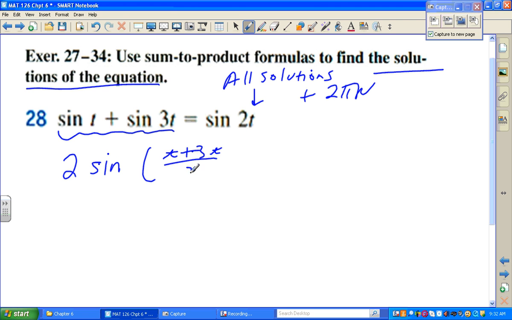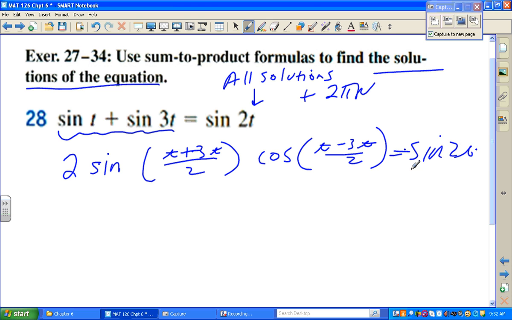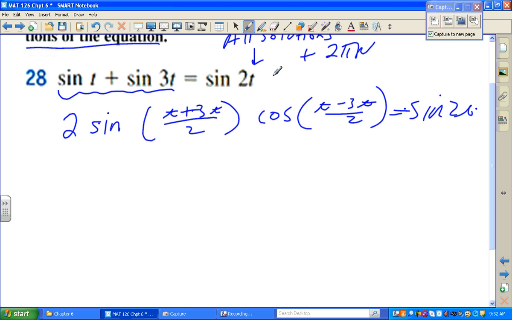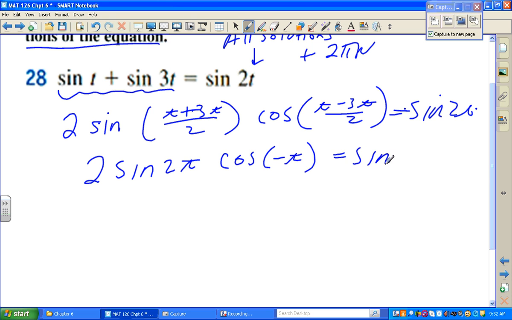All right. So t plus 3t is 4t divided by 2. 2 sine of 2t. And this becomes negative 2 cosine of... negative t equals sine of 2t. Now what happens to the negative? Yeah, it turns into a positive. And how do you think you're going to solve this now? Now it looks kind of easy.